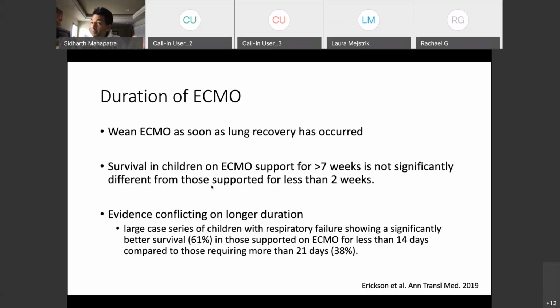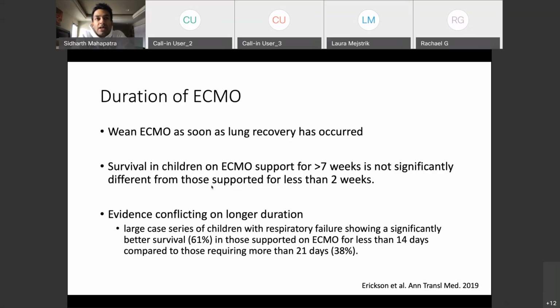Sid, is there any data or anything about the time from when the patient's admitted to the time that they go on ECMO? Does there seem to be any correlation with that, like a longer as opposed to a shorter amount of time? There is. In fact, the short answer here is that the quicker you get the patient on ECMO, the better it is for their survival.